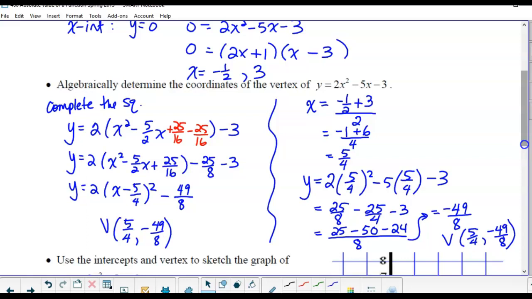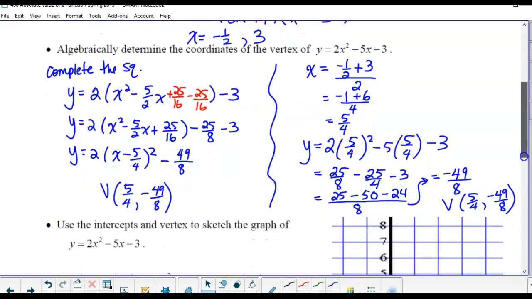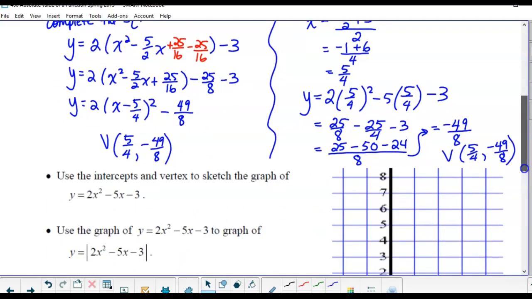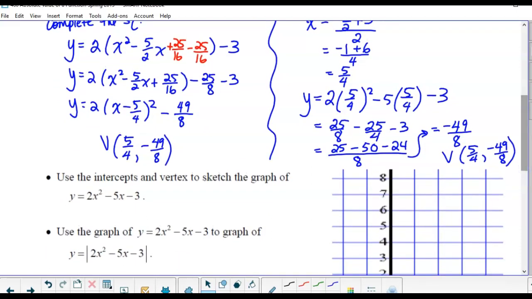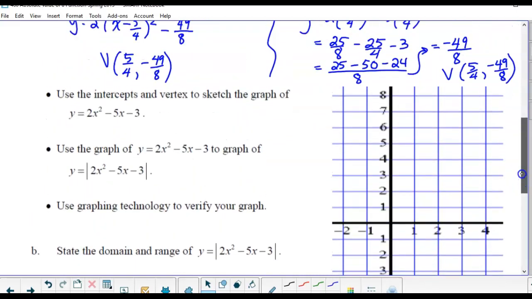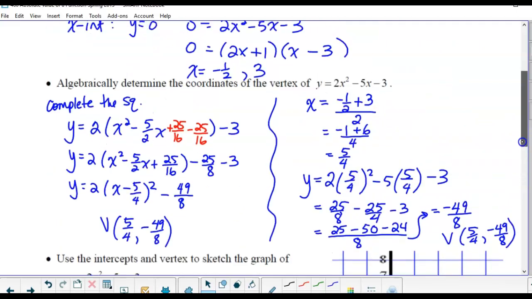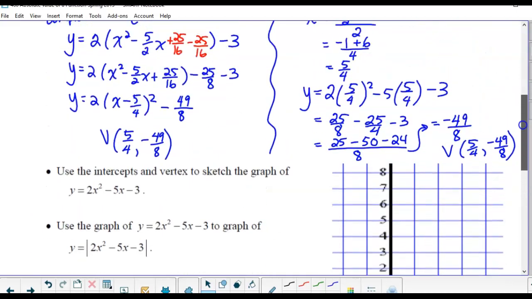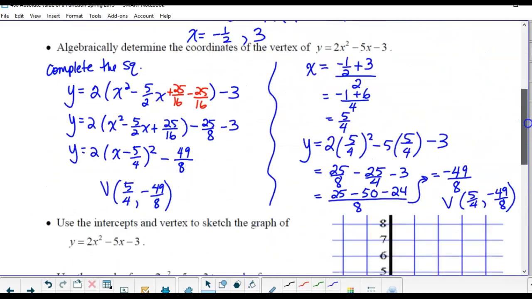Completing the square, that's a method that we've used a lot, right? So totally up to you. It says use the intercepts and vertex to sketch the graph, because these aren't totally nice numbers, right? So this is going to help a little bit. So our intercepts are pretty nice, -1/2, 3. And our y-intercept was, what was it, -3, I think? Yeah.